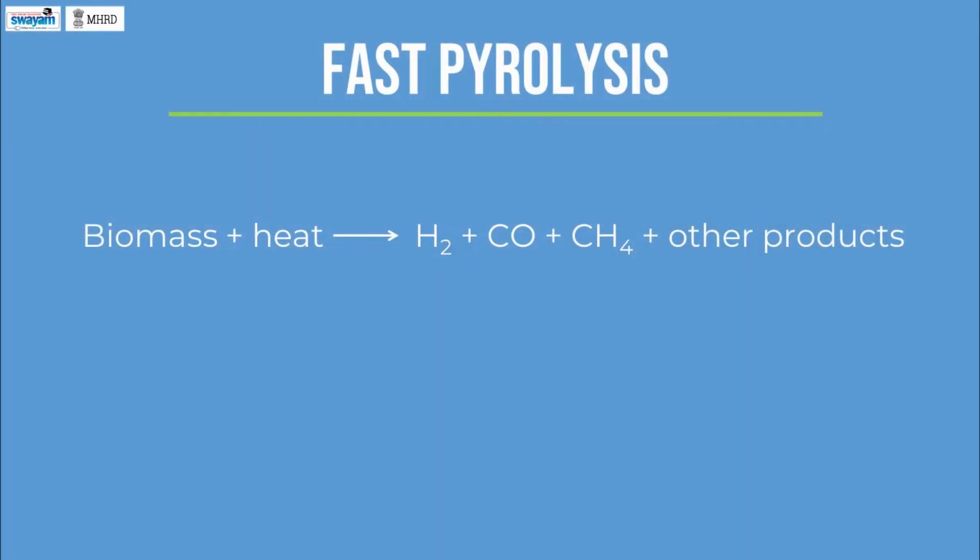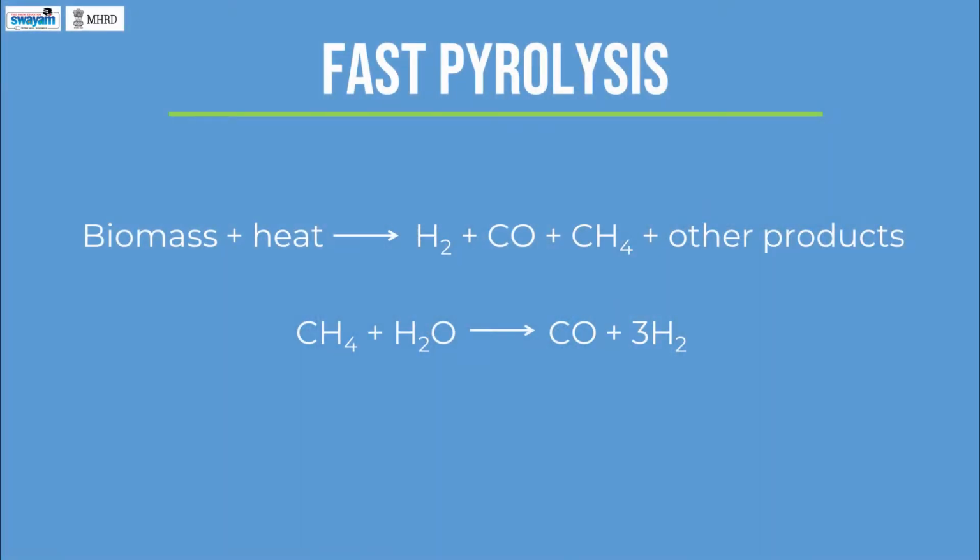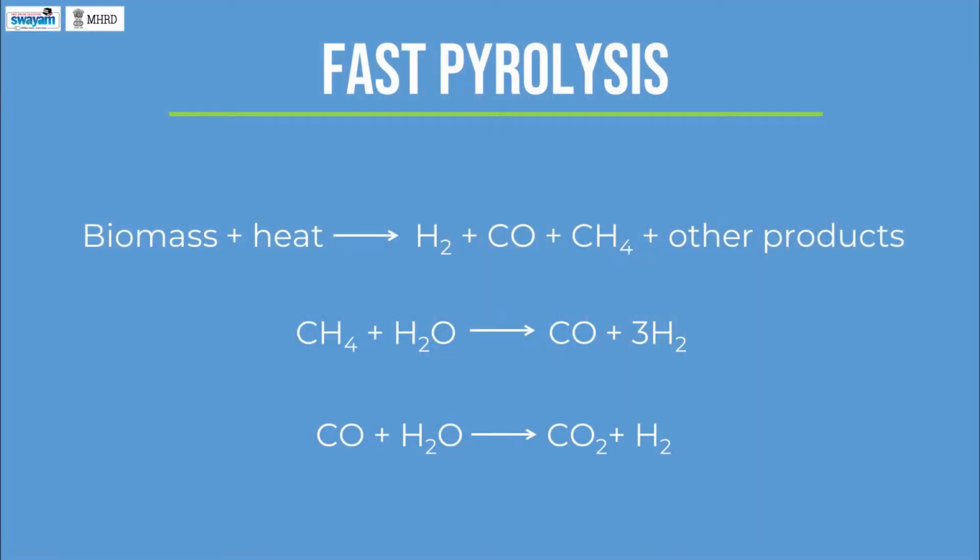The following equation represents the reaction involved in fast pyrolysis. Biomass, heated, produces hydrogen, carbon monoxide, methane plus other products. Methane and other hydrocarbons can be converted to hydrogen through steam reformation. Methane plus water produces carbon monoxide and 3 molecules of hydrogen. Carbon monoxide can be converted to hydrogen through the water gas shift reaction. Carbon monoxide plus water produces carbon dioxide and hydrogen.